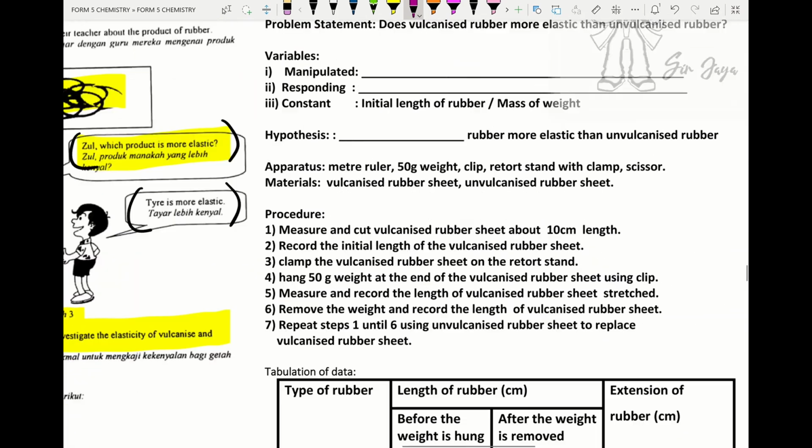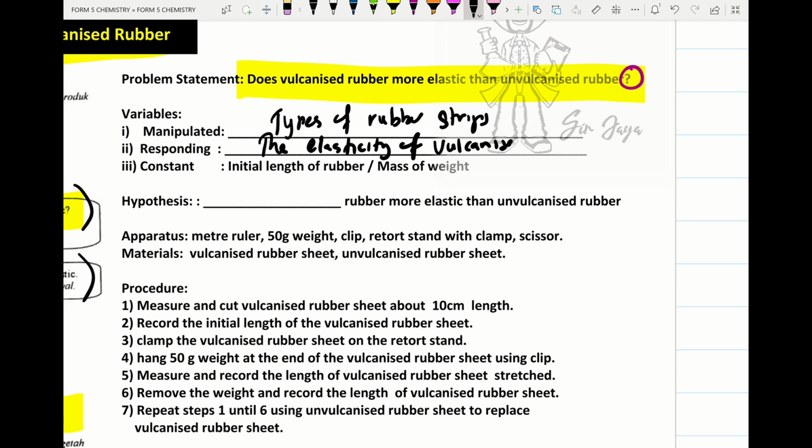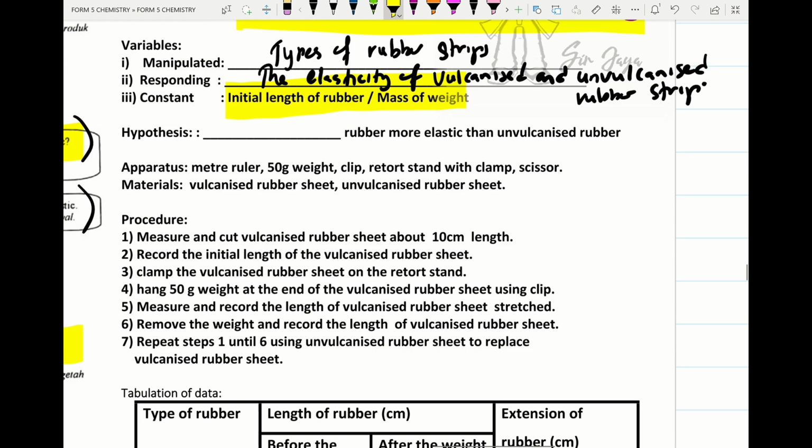How do we explain the problem statement? Is vulcanized rubber more elastic than unvulcanized rubber? Make sure we put a question mark here. The manipulated variable will be the type of rubber strip. The responding variable will be the elasticity of vulcanized and unvulcanized rubber strips. The constant variables are the initial length of the rubber strip and the mass of the weight.